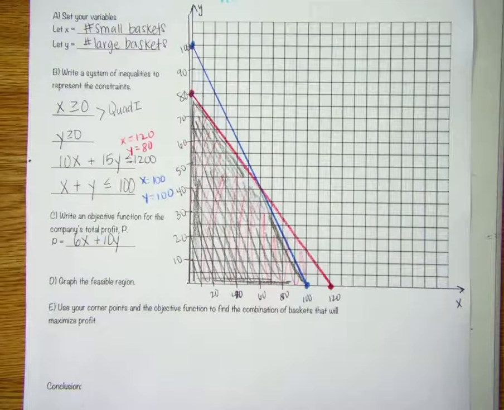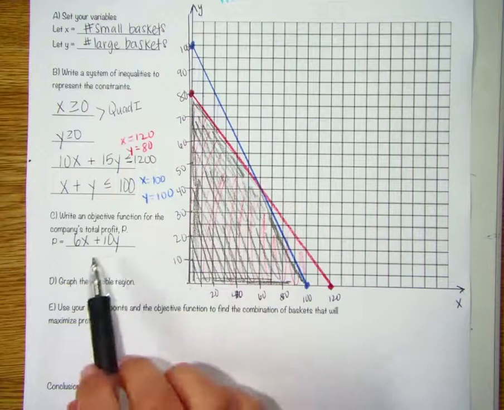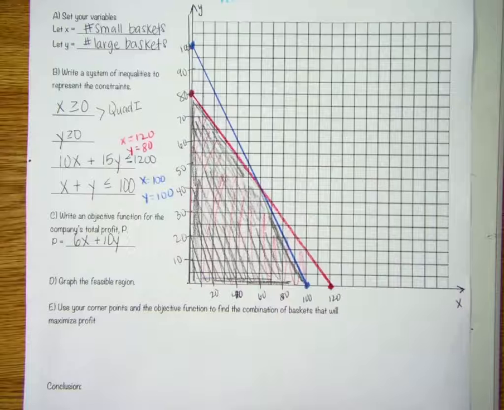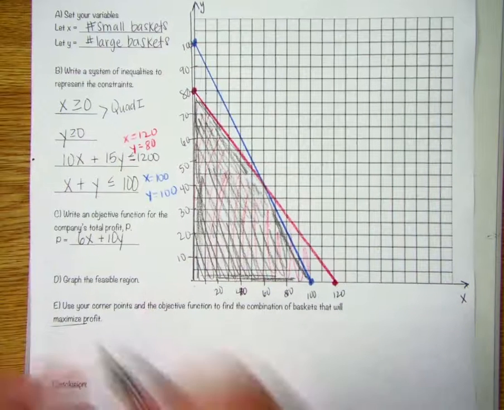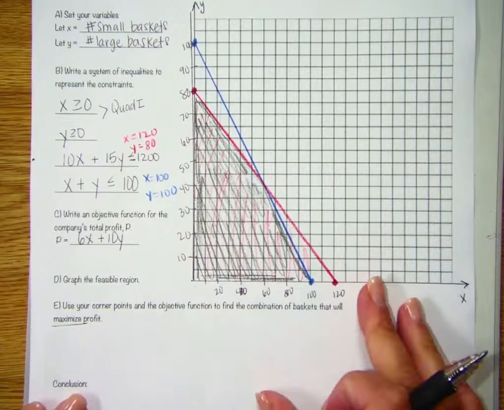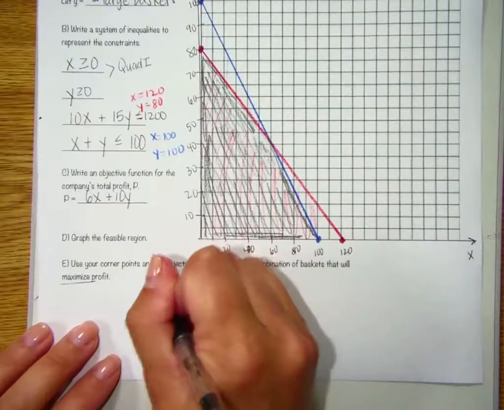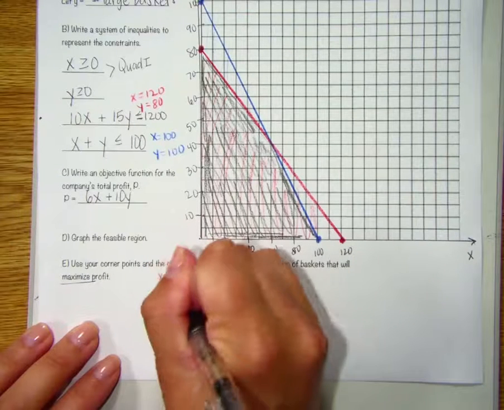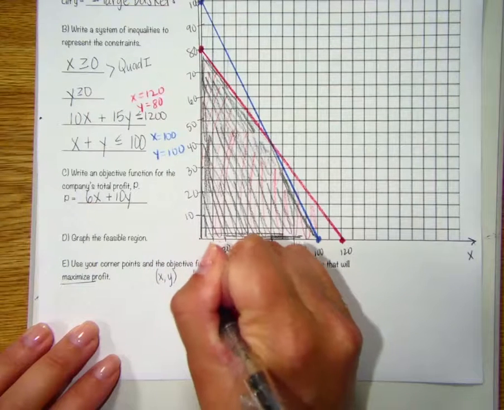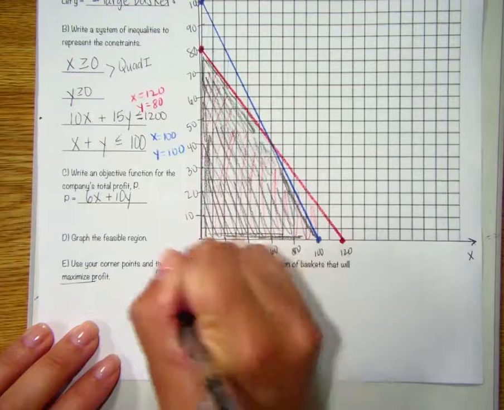Really, we should know what we're doing from here. We're finding our corner points. We're using the objective function that we wrote. All we need here is our maximum value since we're trying to maximize profit. So let's go ahead and set up our chart that we've done in the past using our 6x plus 10y.